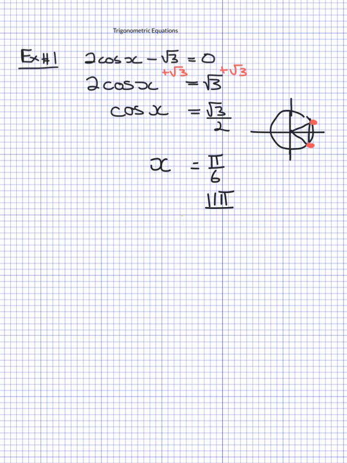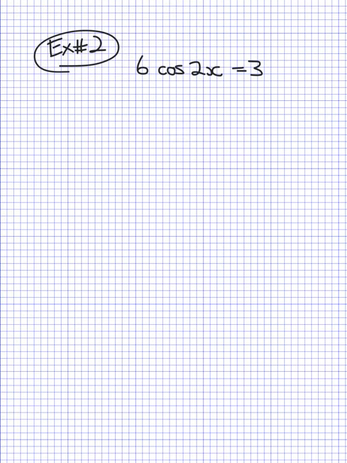If you think about the revolutions around a unit circle, it could be that, or you could do that plus 2 pi, plus another 2 pi, plus another 2 pi. So to represent all those different values, what we do is we go pi on 6 plus k2 pi. Similarly here, 11 pi on 6 plus k2 pi. First one done.